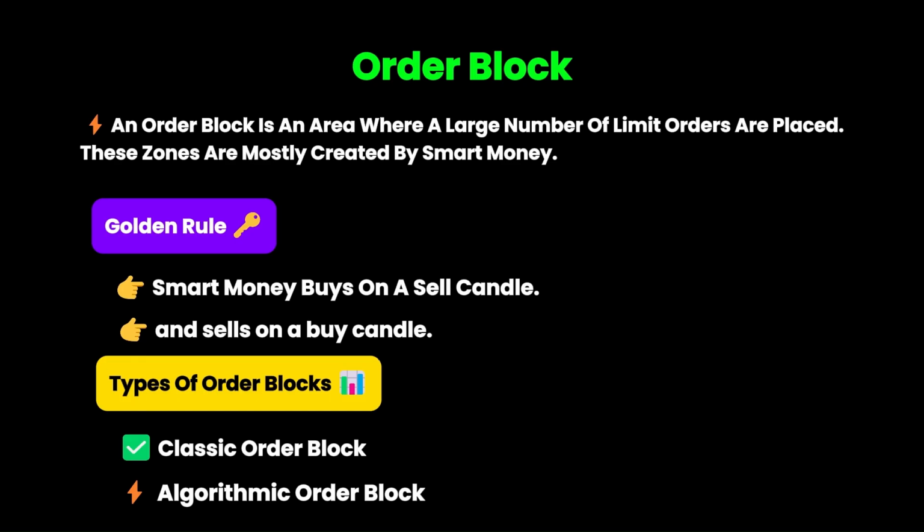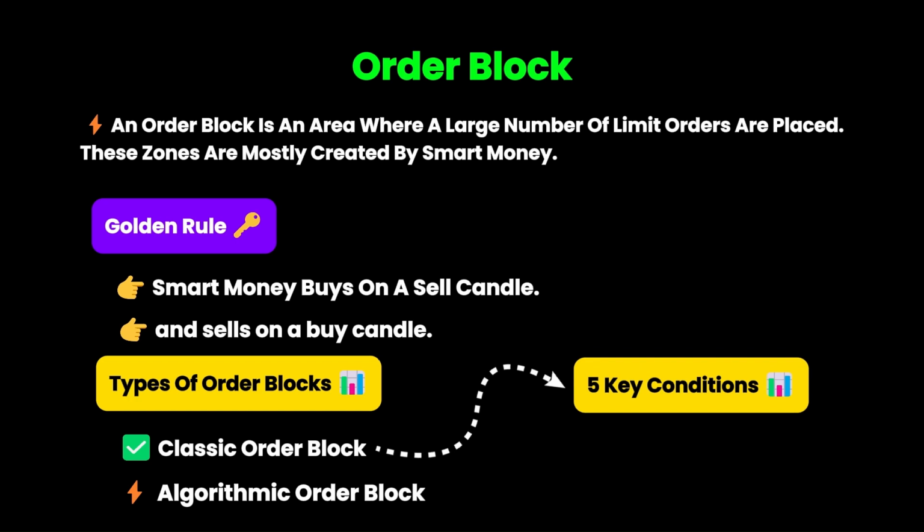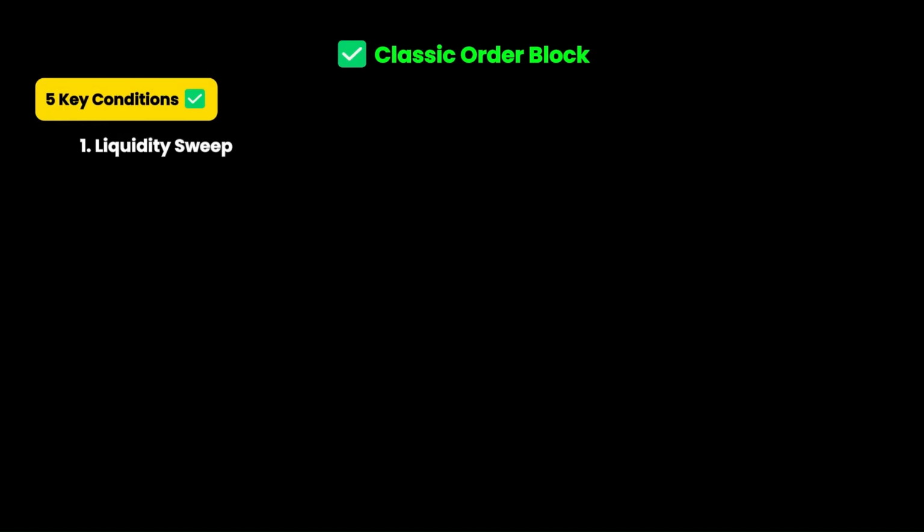To trade a classic order block, we must identify 5 conditions on the chart. If even one of these conditions is missing, that order block becomes invalid. First, liquidity sweep. The market must sweep liquidity before reacting. For example, look at this chart. Here, we have liquidity resting below these lows. The market dips down, takes out that liquidity, and only then makes its move.